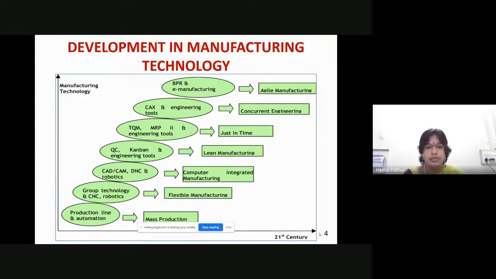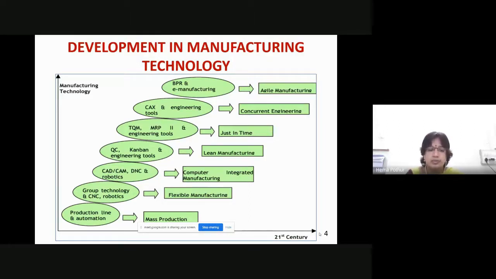Slowly we shifted our paradigm from mass production. We introduced the concept of group technology, CNC and robotics, thereby incorporating all these things and allowing a flexible assembly and a flexible alternate assembly, where we entered a shift from mass production to flexible manufacturing. With the same production line, we incorporated assisted technology, and we started shifting to flexible manufacturing.